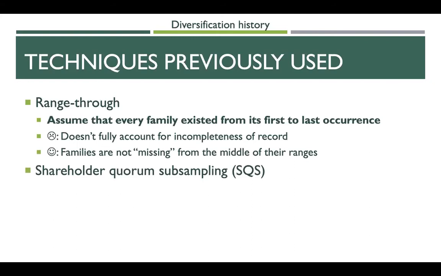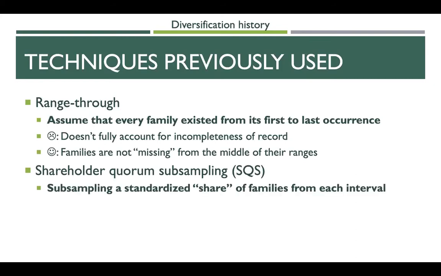And then the other technique that's been used is called shareholder quorum subsampling, which I'll just call SQS because it's a bit of a mouthful. And this is a more complicated technique. It is somewhat analogous to rarefaction, but essentially you subsample your data, you continue sampling your data until you have reached a standardized share of families from each interval. And the share that each family comprises is the proportion of occurrences in that interval that belong to that family.